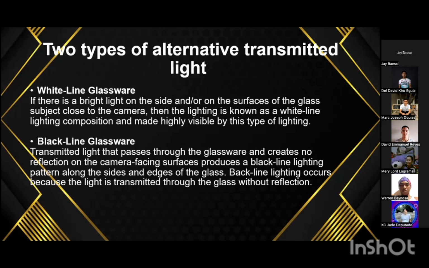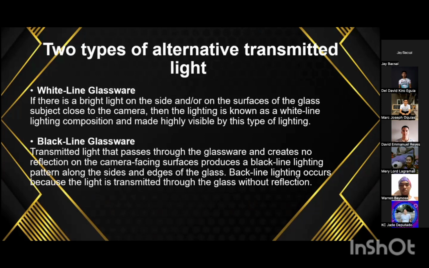White line lighting is produced by placing a piece of black material behind the subject, then adding two lights outside the field of view. These lights are directed through the glass subject from behind it, using an oblique angle of view to the camera lens.